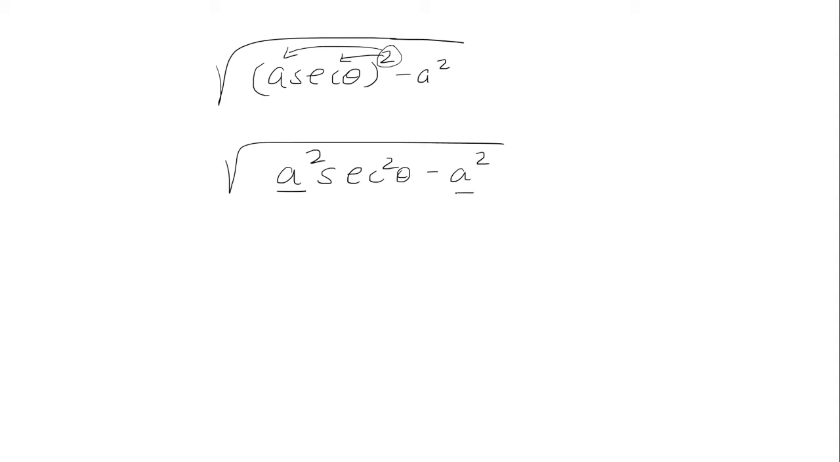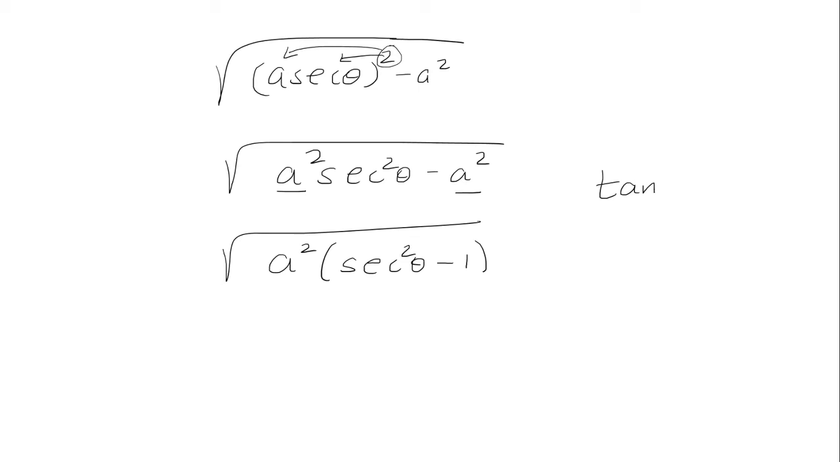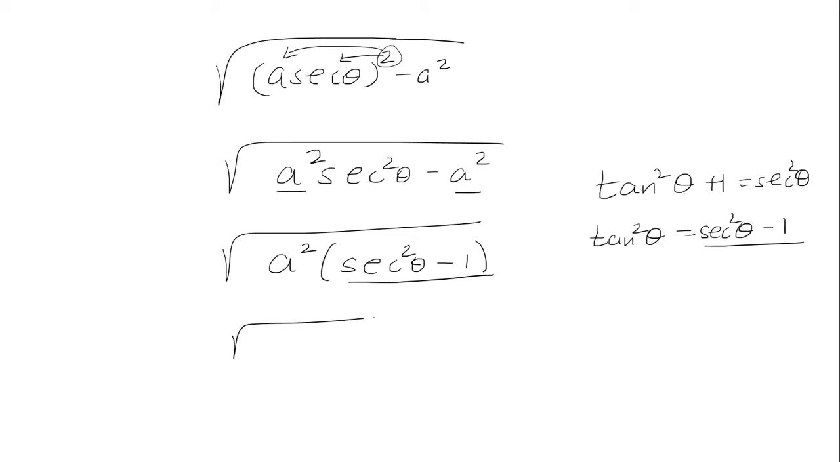Both of these have a factor of a squared, so I'm going to factor that out. And I will be left with secant squared minus 1. One of the Pythagorean identities is tangent squared plus 1 is secant squared. So if I subtract 1 from both sides, I get that tangent squared is secant squared minus 1. And notice that's exactly what I have here. I have secant squared minus 1, so I can replace that with tangent squared.